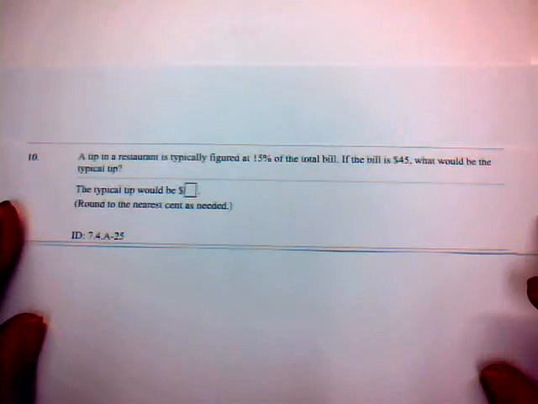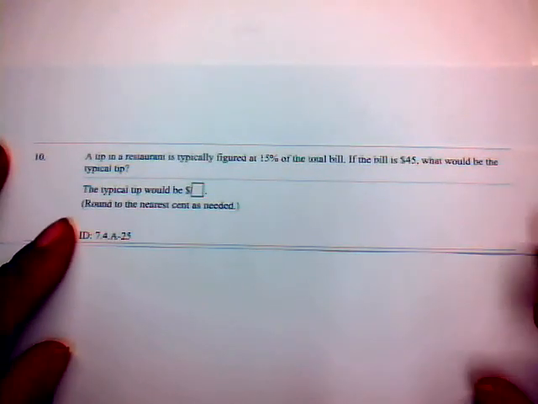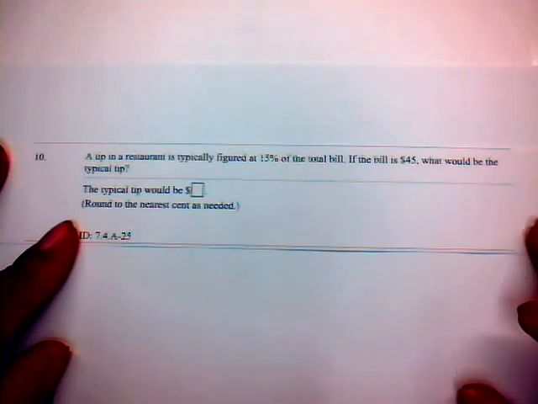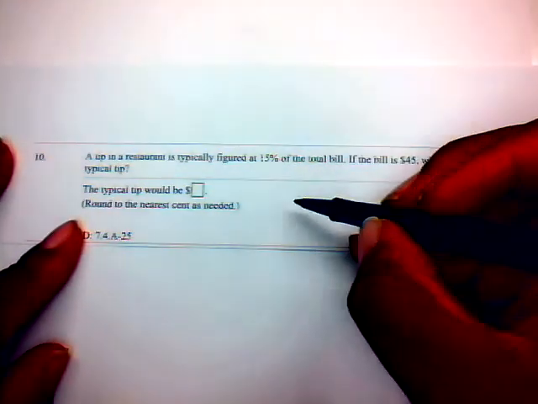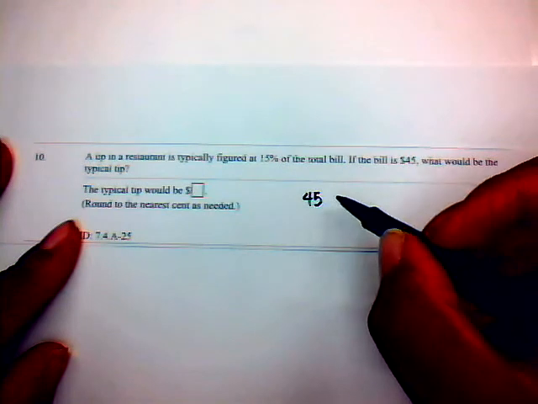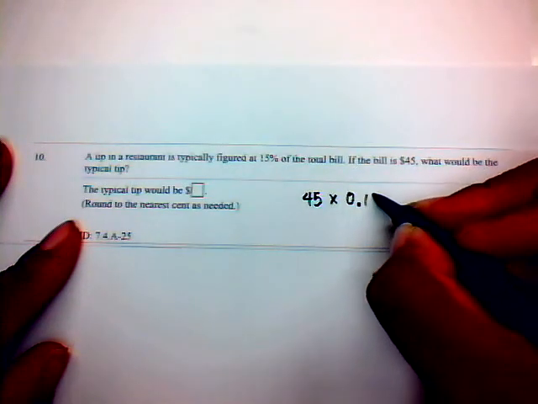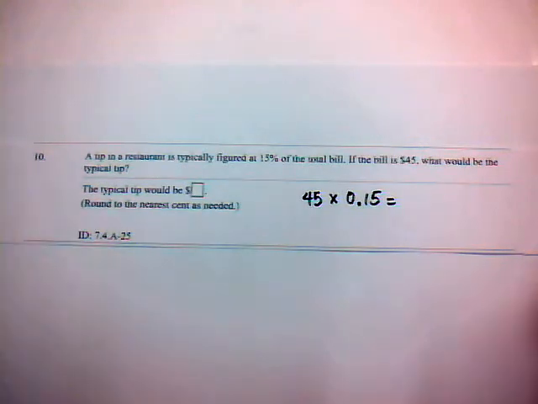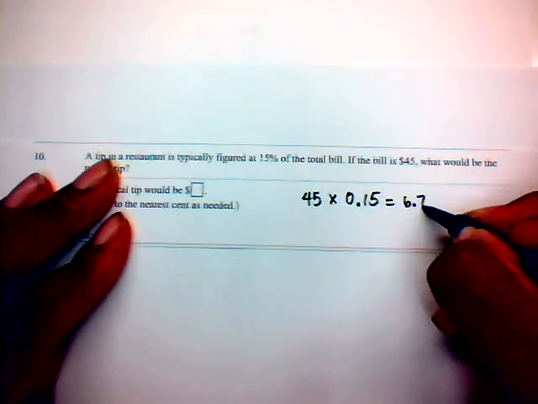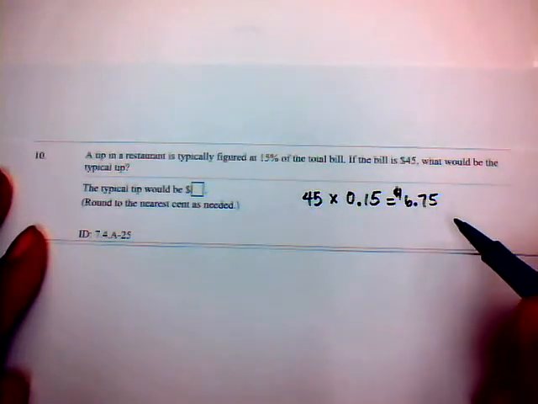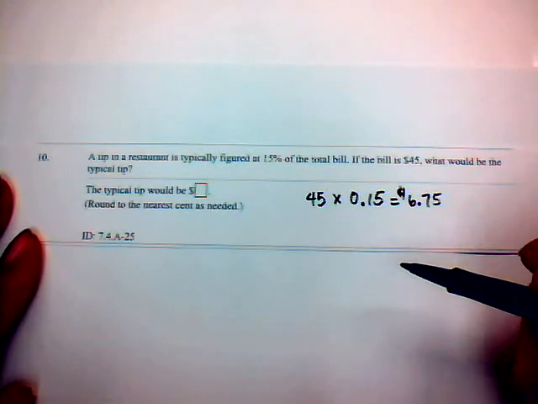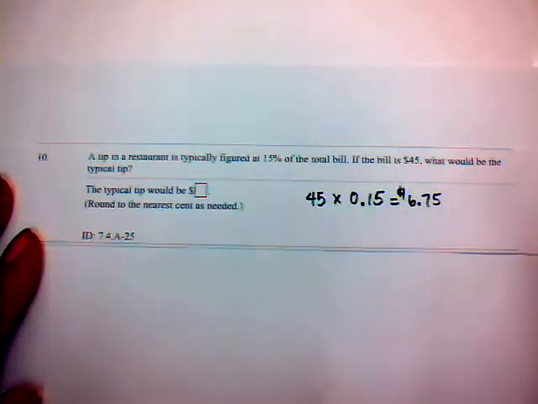Problem number 10. A tip in a restaurant is typically figured at 15% of the total bill. If the bill is $45, what would be the typical tip? Okay, so here we got $45, and we're going to multiply that by 15% of that total bill, which is 0.15 if you change 15% to a decimal. So 45 times 0.15 would be 6.75, or $6.75. So the typical tip would be $6.75. So you're just taking 15% of 45.